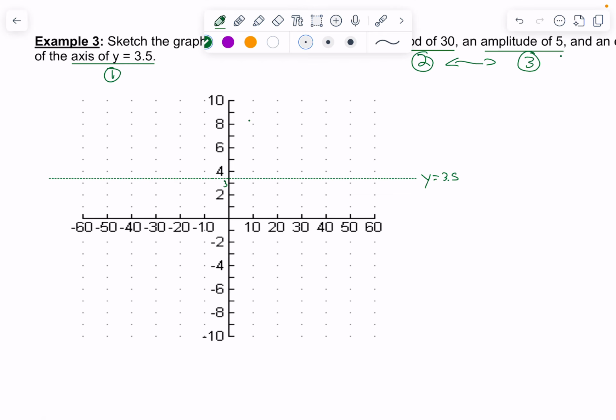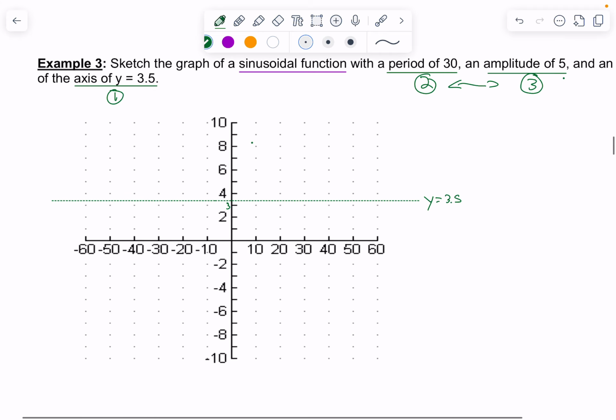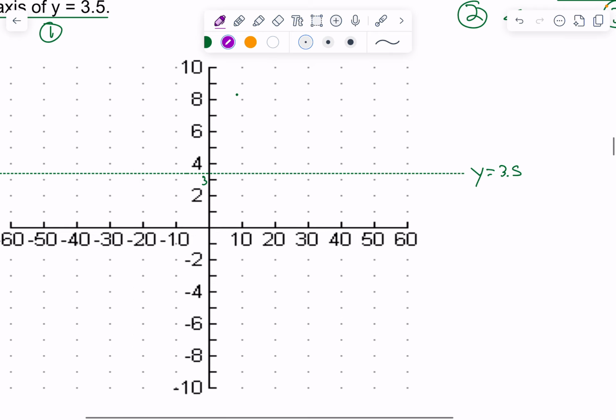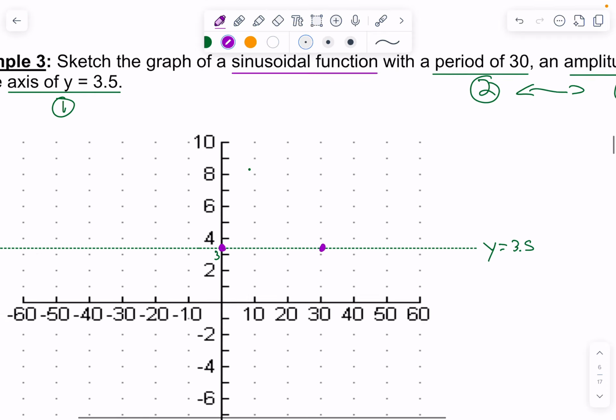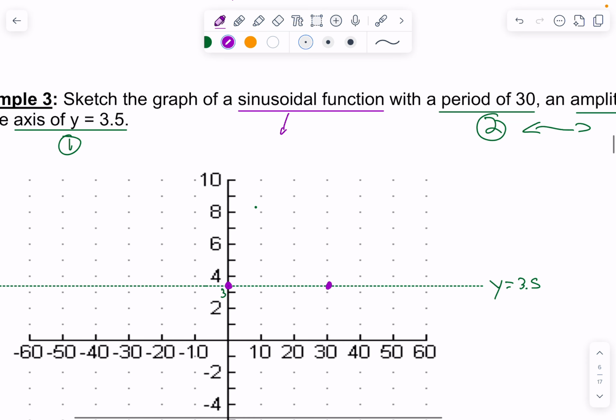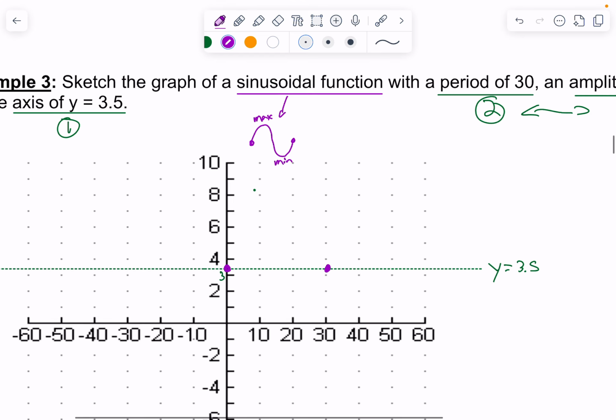Now we have a period of 30. So what that means is that if we start at 0, I could have chosen anywhere, I need to finish my graph at 30. So between these 2 points right here, I need to have this shape. It's a sinusoidal function, so I need to go to a maximum, I need to go to a minimum, and I need to get back to where I start, right? So I need to see a max, I need to see a min, and then I need to get back to my start.